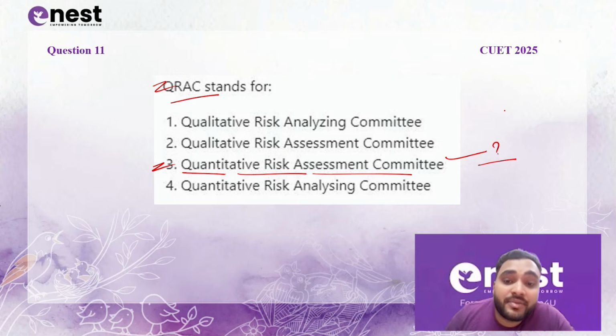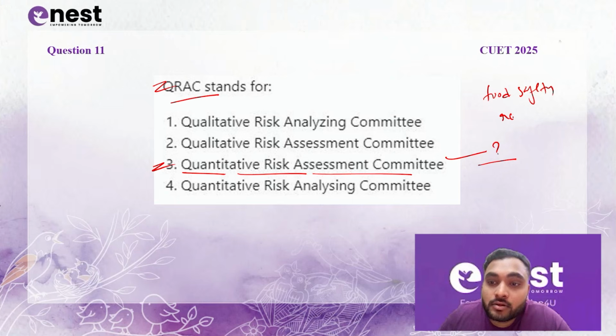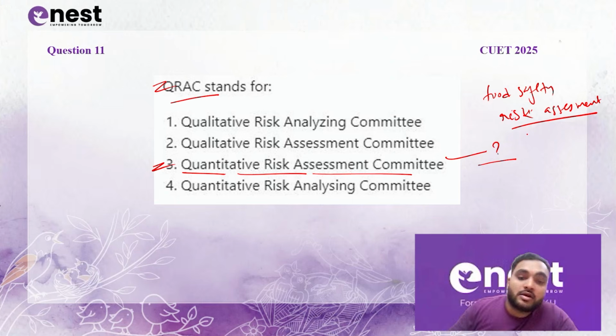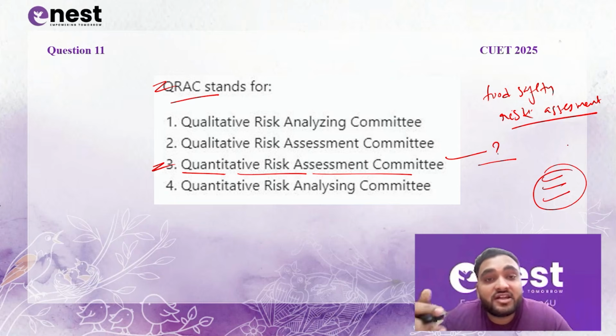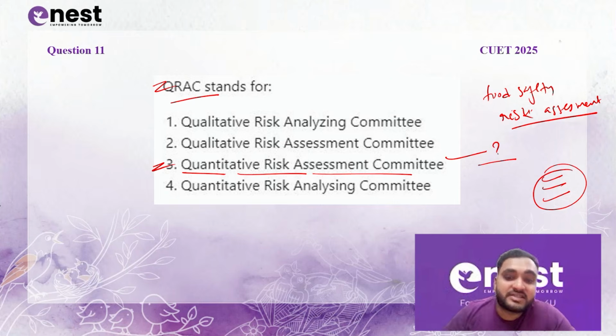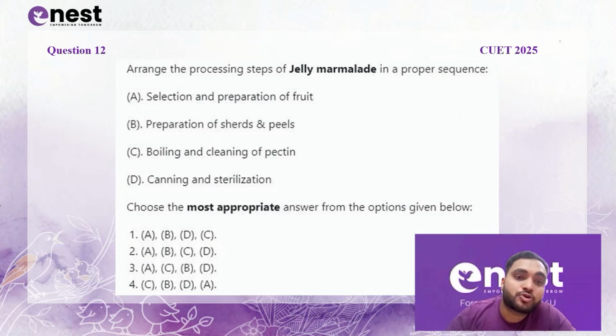This is a committee which deals with food safety and risk assessment. Risk assessment, risk management, and risk communications are the major roles of this committee, and it performs its tasks to identify the exposure level of the chemicals, to identify the probability of any adverse effect of any activity, and to identify the risk of that activity to the population. So these are the functions of this Quantitative Risk Assessment Committee. Let's go to the next question.